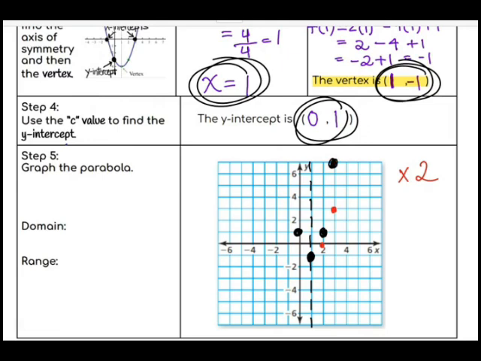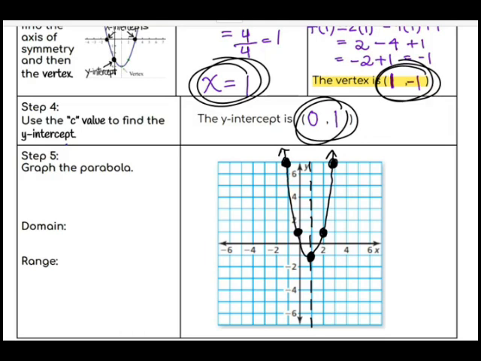Boom, and then I'm going to reflect it. 1, 2, 1, 2, and there's my graph. Try to draw a nice U shape here. Look at that, didn't even use a graphing calculator.